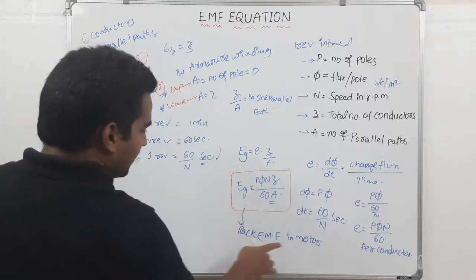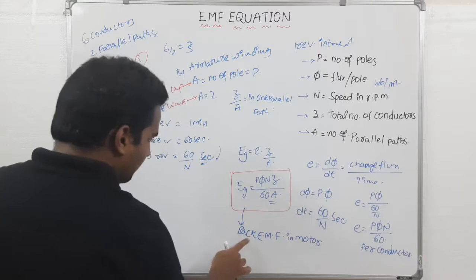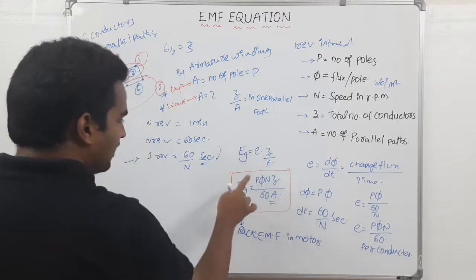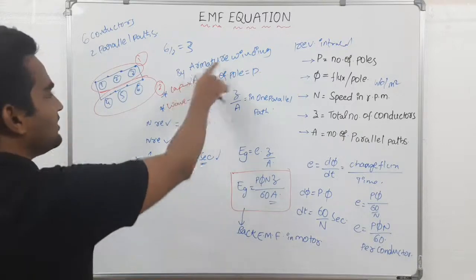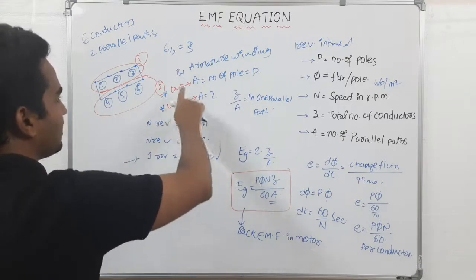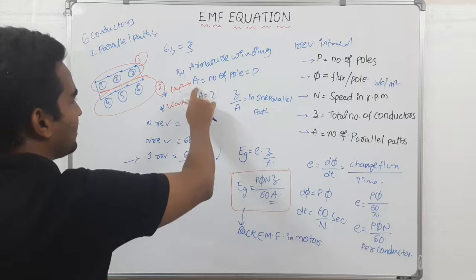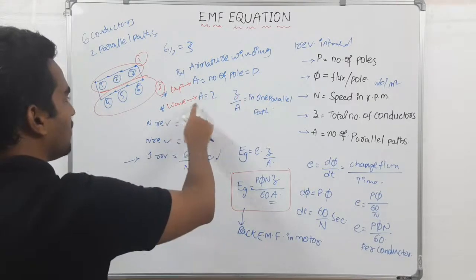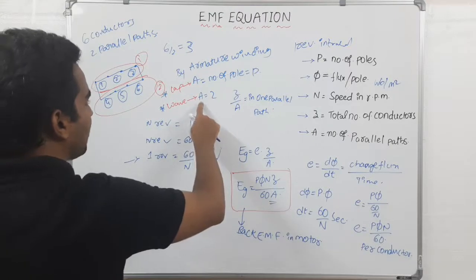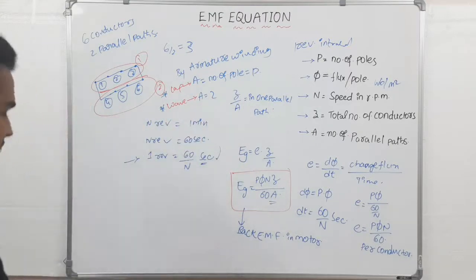EMF generated in a DC motor is called back EMF, and the back EMF is equal to P phi N Z by 60A. If it is a lap wound armature, the number of parallel paths A equal to the number of poles P. If it is a wave wound machine, the number of parallel paths A equal to 2.